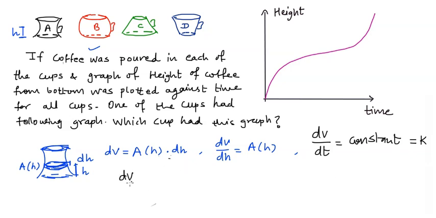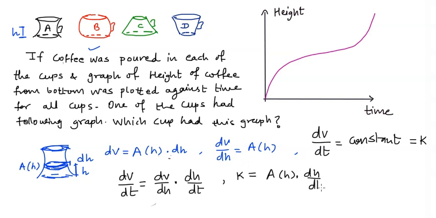Now with the chain rule, you know that dV by dt is going to be dV by dh times dh by dt, since volume is a function of height and height is a function of time. Obviously, we can now put in the values. We already know dV by dh is A(h). So we can put k equal to A(h) times dh by dt.